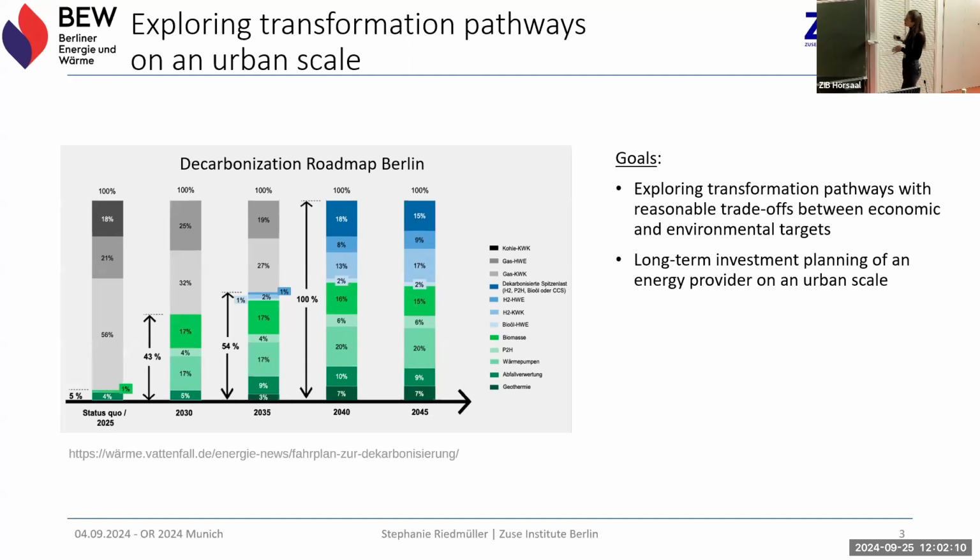And the goal now is to explore different transformation pathways for this district heating network. By different pathways, I mean how can we get to this goal? What should we invest in to get to this goal? And the pathways should have reasonable trade-offs between costs and environmental goals. In general, we want to achieve long-term investment planning for district heating providers of urban areas, and especially for BEW because this is our industry partner for this project.